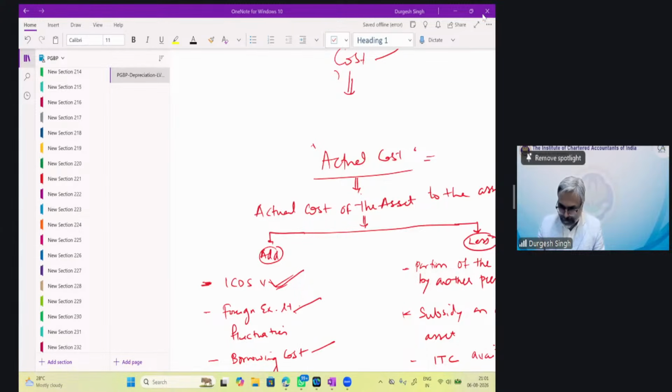Other than that, students, please revise, because this is the biggest area of your entire income tax law. This concept. That is it.